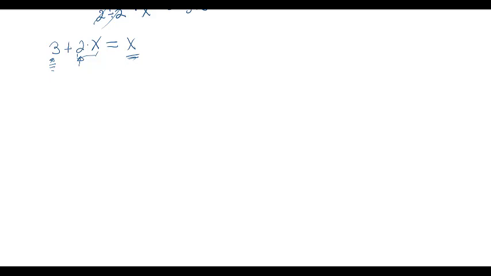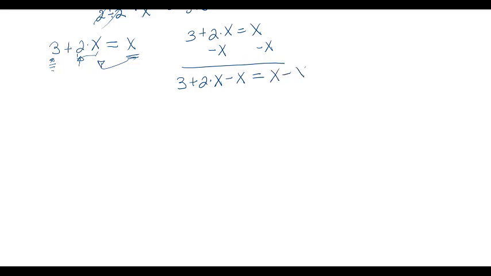What if we try to move this x to this side, so that we have our x's on the left-hand side of the equation? That might be a smart move. Okay, so let's do that. I'll write the equation here again. 3 plus 2 times x equals x. So let's subtract x from both sides. On the left-hand side, we have 3 plus 2 times x minus x equals x minus x.